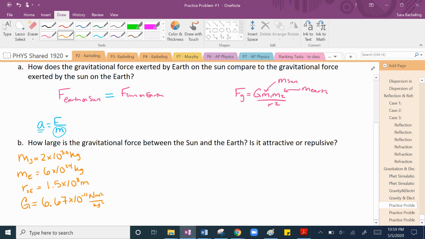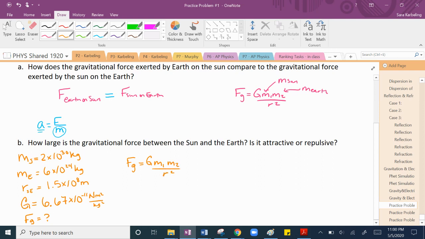I need to figure out what my unknown is. Well, it says right there, how large is the force? So that's really what we're looking for. Fg is a question mark. My equation is going to be the one that we just figured out in the notes before. Fg is equal to G m1 m2 over r squared.